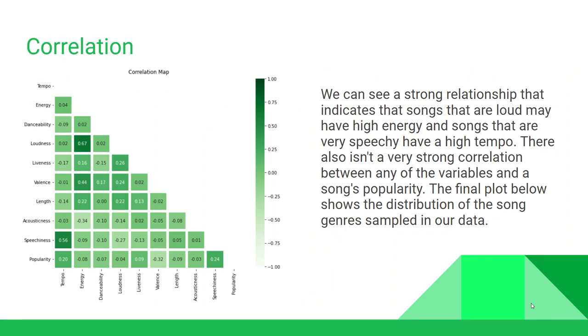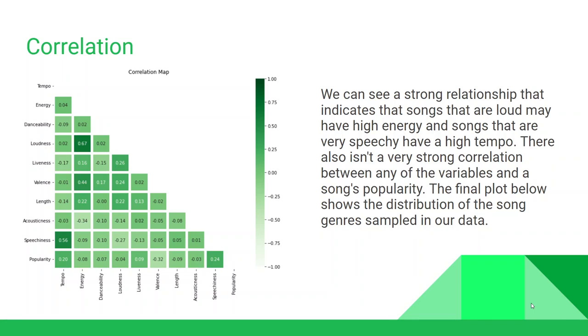And here's a correlation map. As we can see, a strong relationship indicates that songs that are loud may have high energy and songs that are very speechy have a high tempo. There also isn't very strong correlation between any of the variables and a song's popularity.